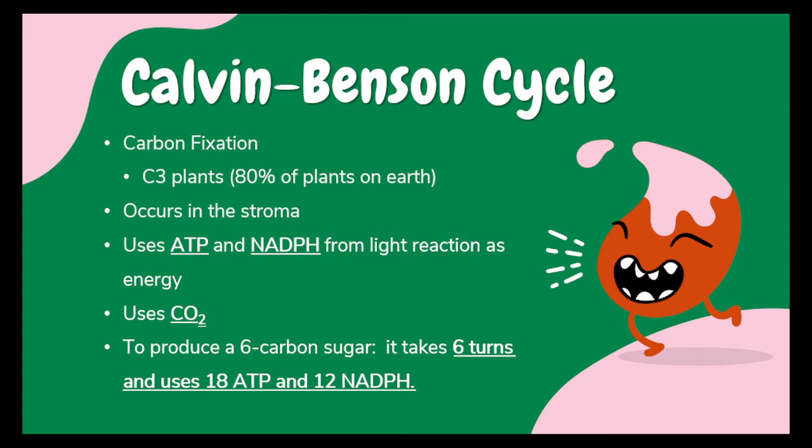And to produce the food, the 6 carbon sugar, it takes about 6 turns since this is a cycle. And it uses 18 ATP and 12 NADPH molecules. Please take note of this. This is some important information. Okay, so now I want to show you how the cycle looks.